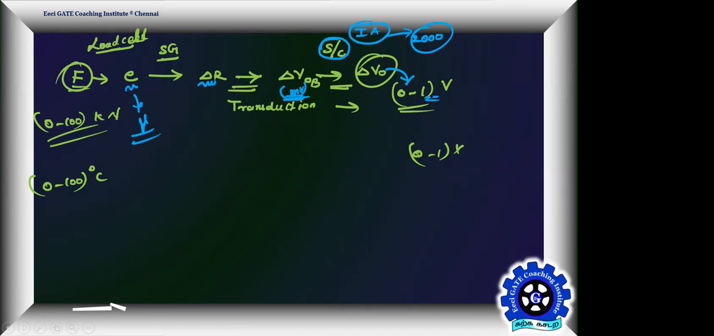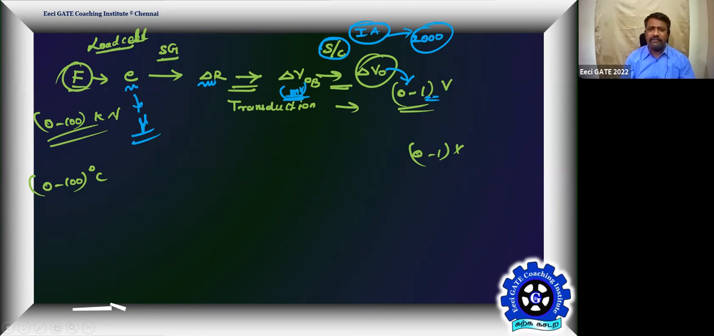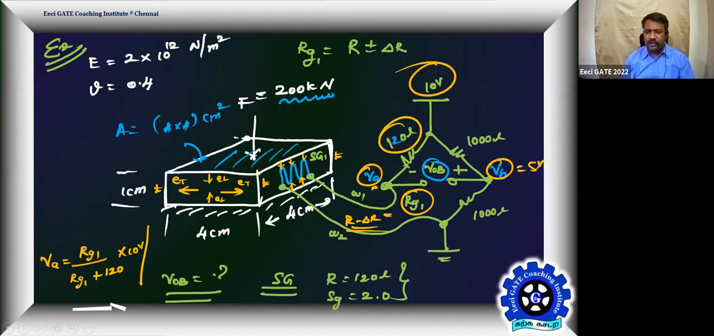By default, we need to go with an instrumentation amplifier as your signal conditioner. And moreover, it is producing what? Two output terminals. So happily you can connect this to what? An instrumentation amplifier only as a signal conditioner. Then you can set the gain suitably, so that you can convert that into 0 to 1 volt.